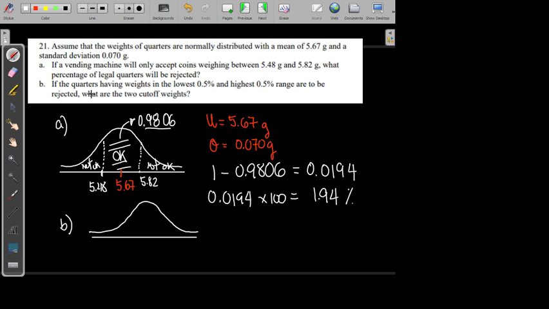It says that the quarters having weight in the lowest 0.5%. So we are talking about this area here. This is a percent, and we need to change that to an area. How do you change 0.5 to an area? Divide by 100, and you get what? 0.005. You move the decimal point 1, 2, 3. Do you mind checking that for me?